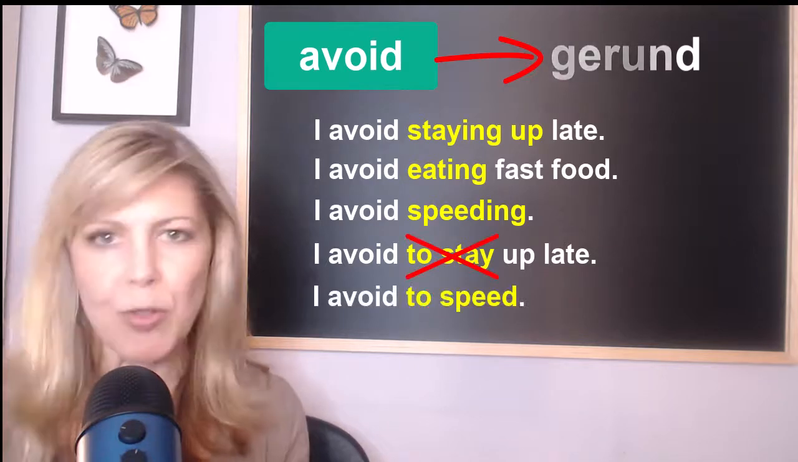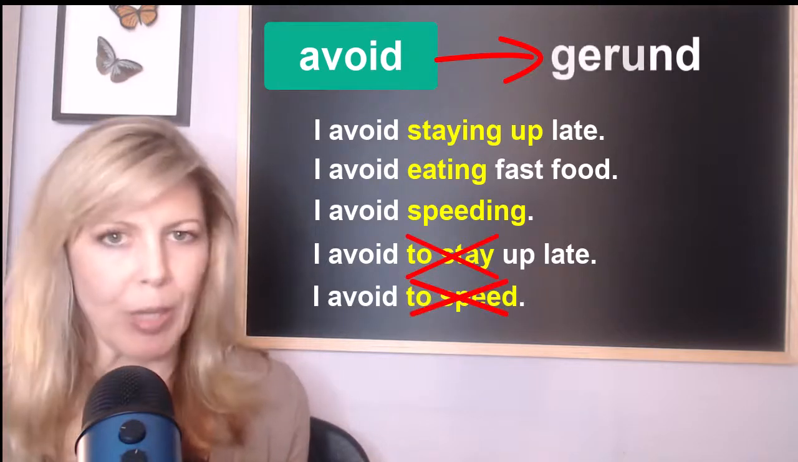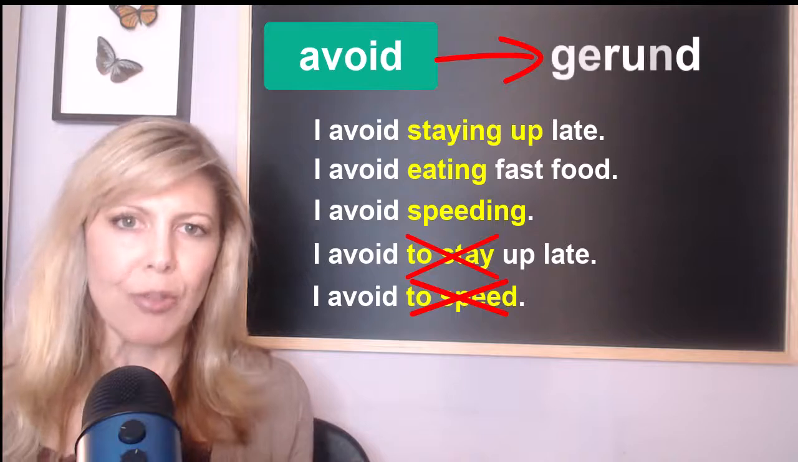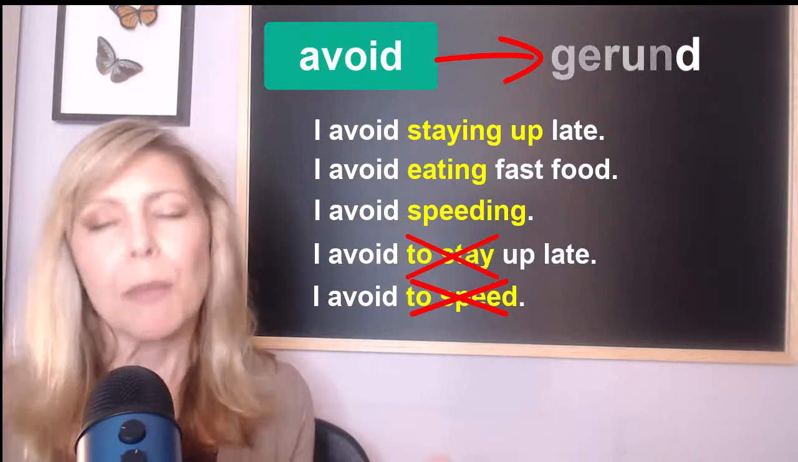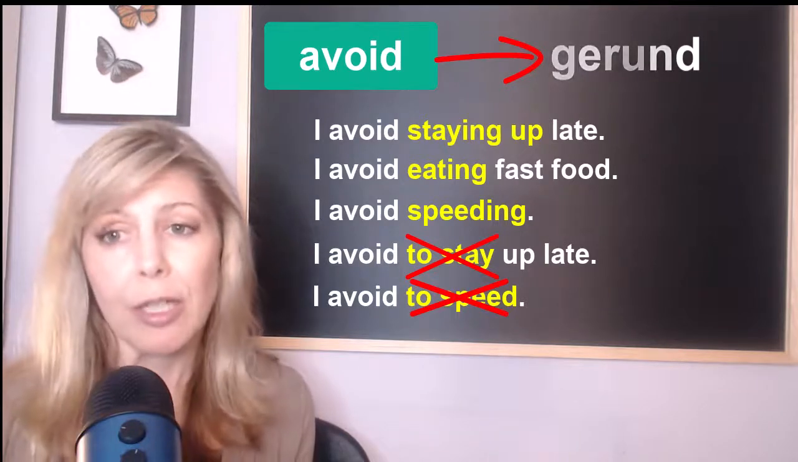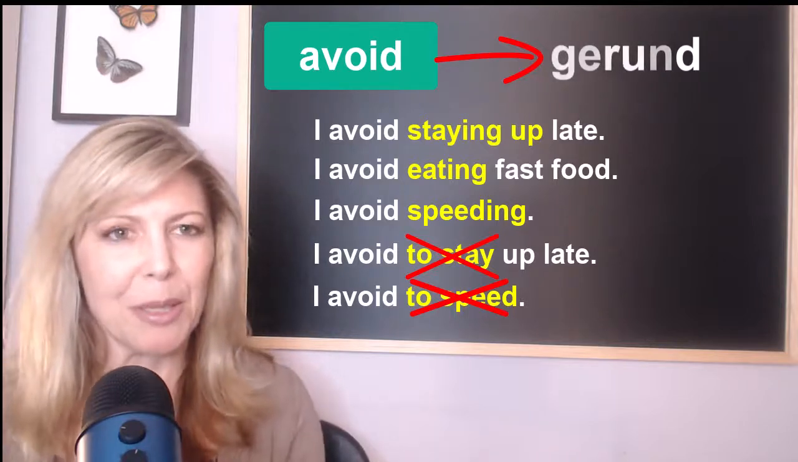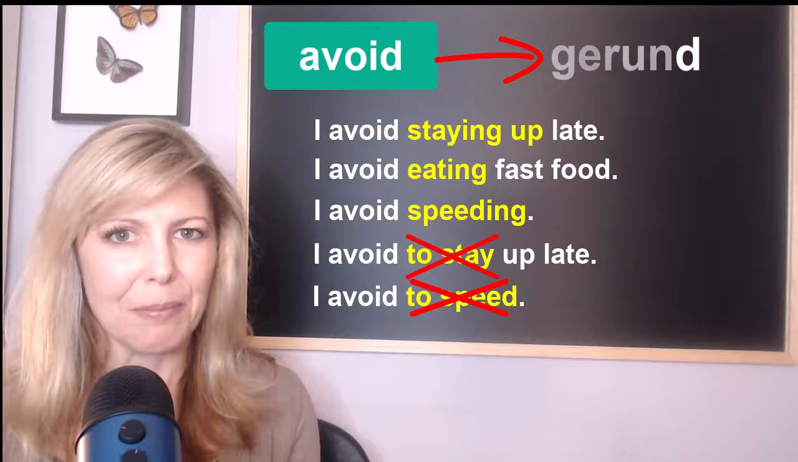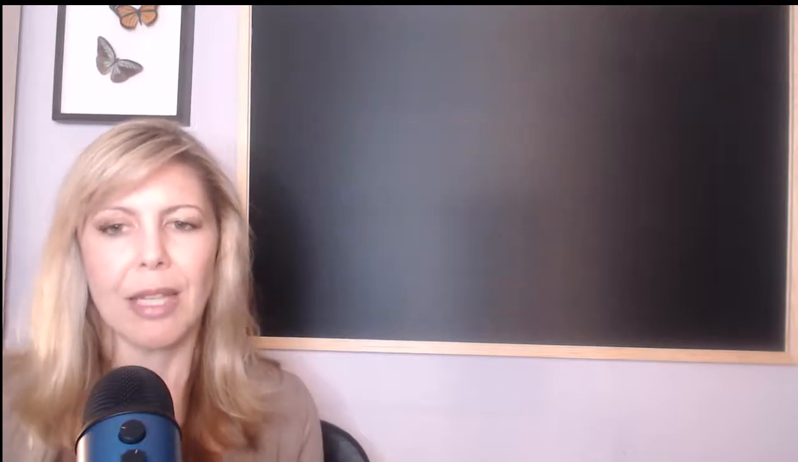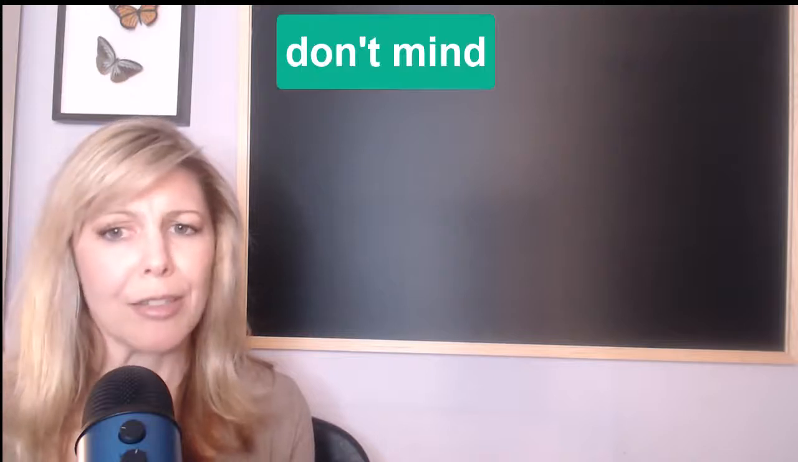I avoid to speed. It might sound okay, and if you forget and you use an infinitive after one of these verbs, people will still understand you. They might think about it for a second. It might sound a little different, but you will be understood. Let's look at our next verb. This is our verb phrase, don't mind.